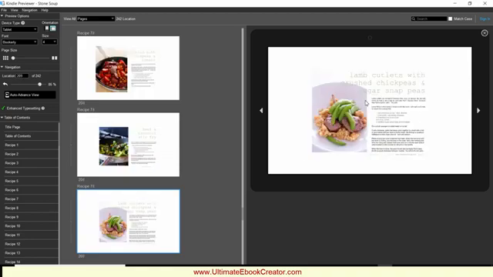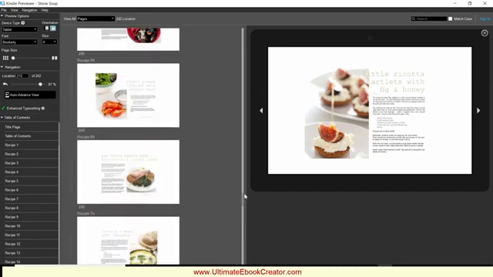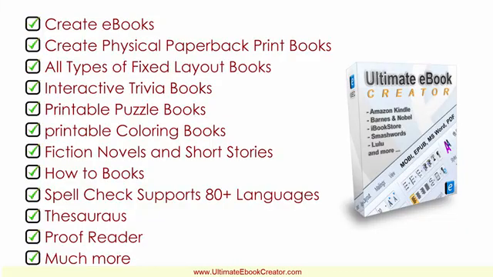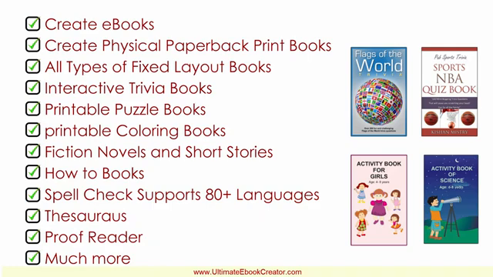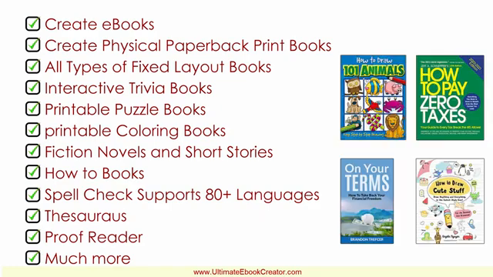Now I just scratched the surface of the program, but there are many more features and automation tools built into the software. We just saw how to create ebooks, but you can do so much more, like create paperback printable books, any kind of fixed layout books, interactive trivia books, printable puzzle books, fiction books, and how-to books. UEC has also got a spell checker that supports over 80 languages and has a built-in thesaurus and proofreader, and much more.